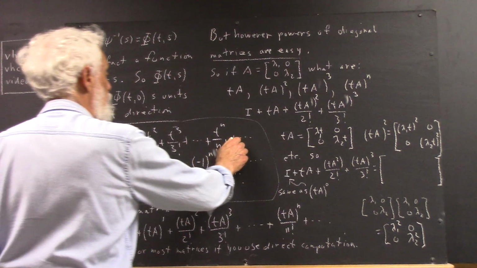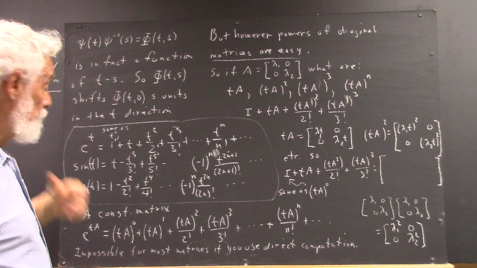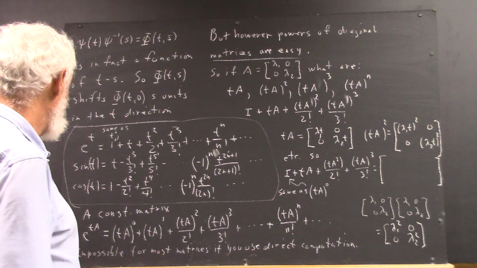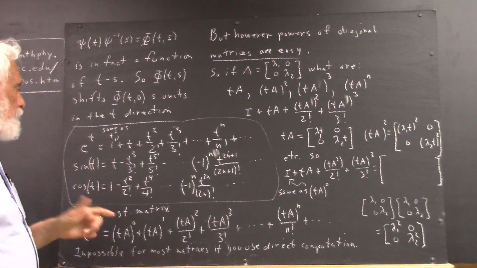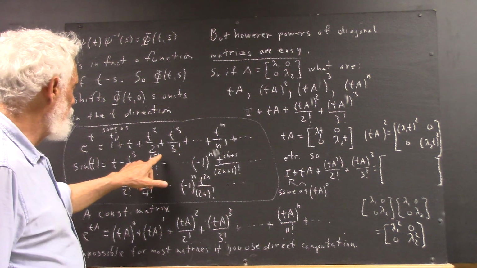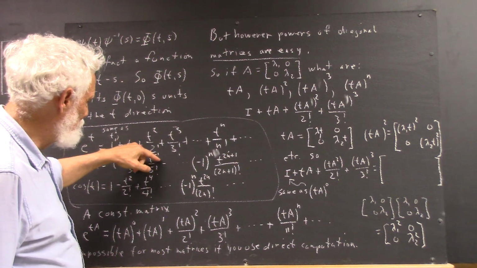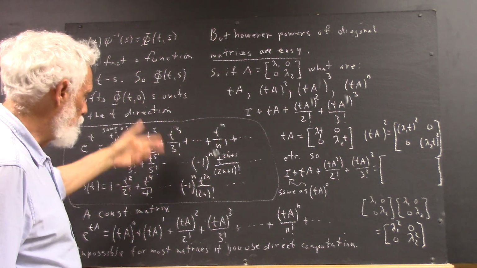Now, it's not too hard to understand sine of t. In the first place, if you just take successive derivatives of the sine, you see that the sine of t can be written t minus t cubed over 3 factorial plus t to the 5th over 5 factorial. T to the 5th over 5 factorial.